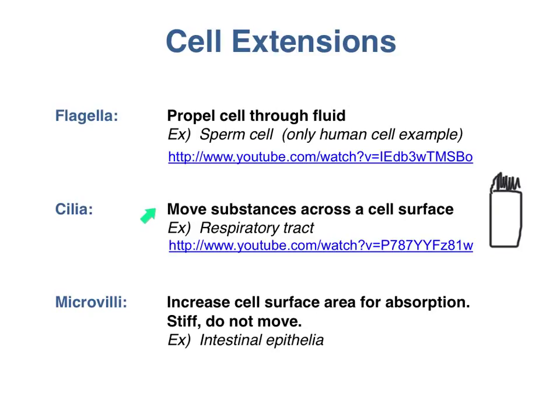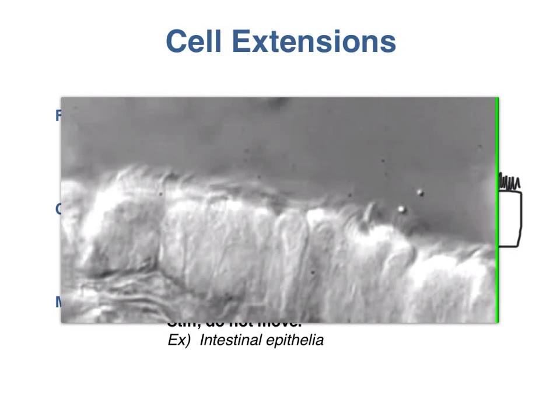In your respiratory tract, it's cilia on your airway cells that sweep debris up and away from your lungs. I want to show you that. So here's your airway cells, and here's the cilia. Now, watch what happens when I hit play. Did you see them moving back and forth?